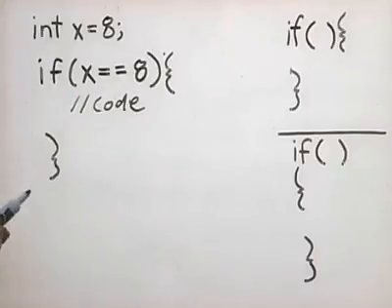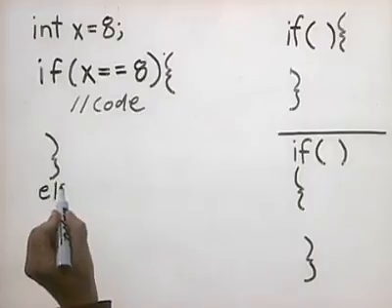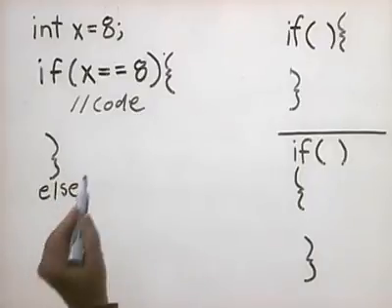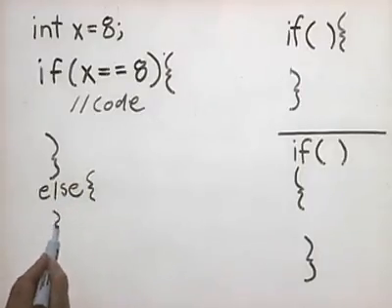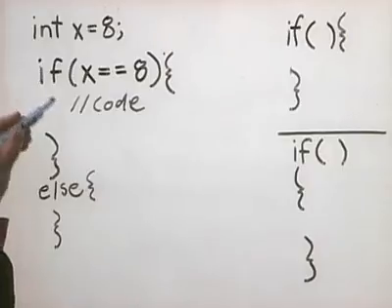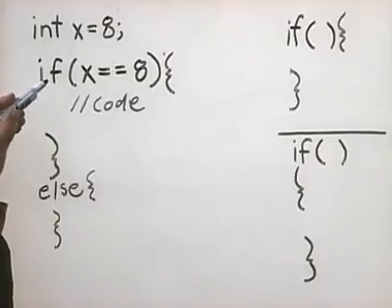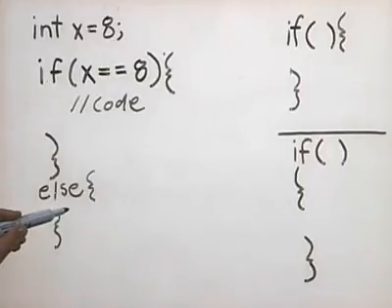Now what I'm going to do is append the else here. So this is the optional else. So now, if x is 8, and that does evaluate to true, then I execute the code here. If x is not 8, or if the condition evaluates to false, then the execution transfers right down here and executes what's in the else block.